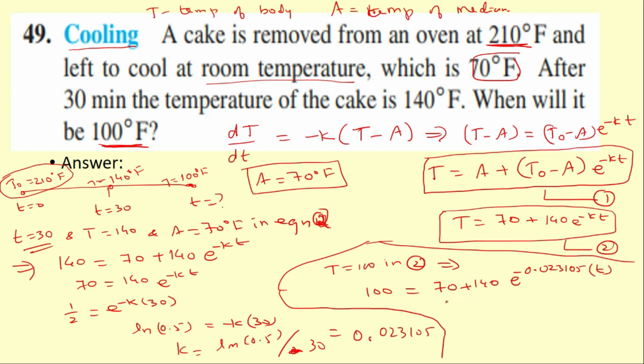Simplify this one. 100 minus 70 is 30. 30 divided by 140 is e to the power of minus 0.023105 times t. Take ln on both sides. ln of 3 over 14 equals minus 0.023105 t. So t is, when you divide this term on the left hand side, approximately 66.67 minutes.